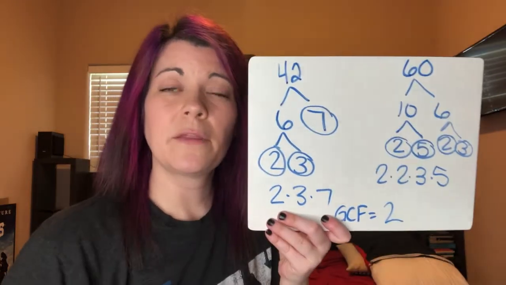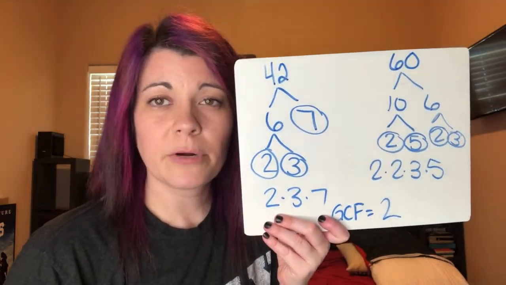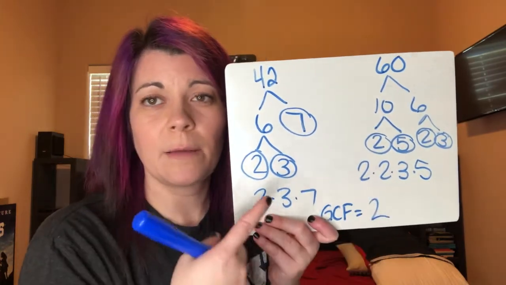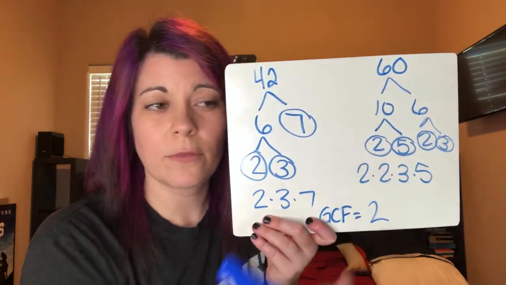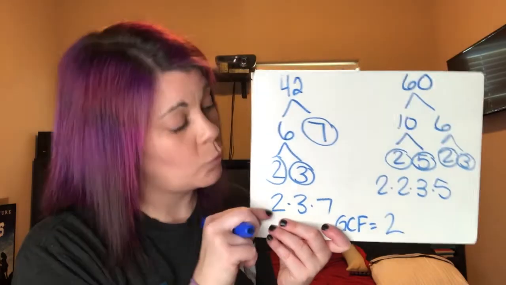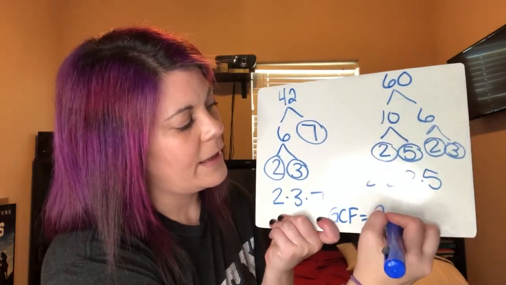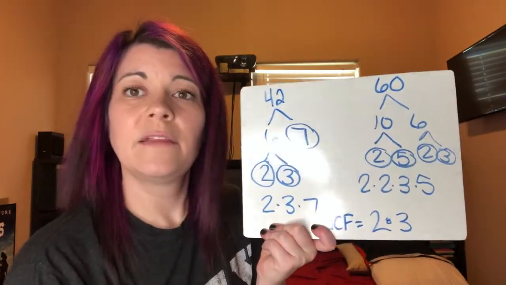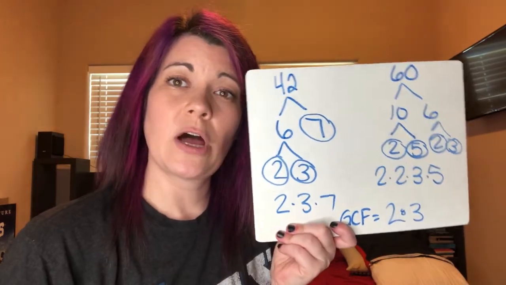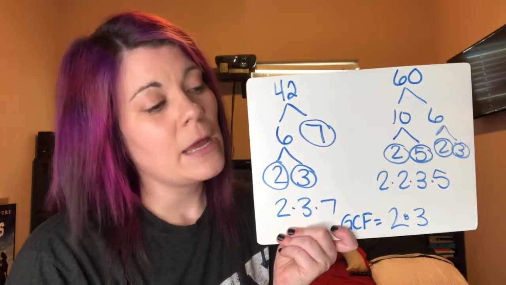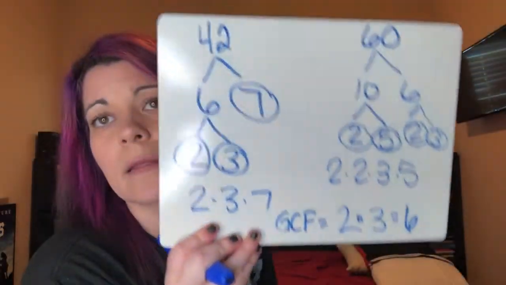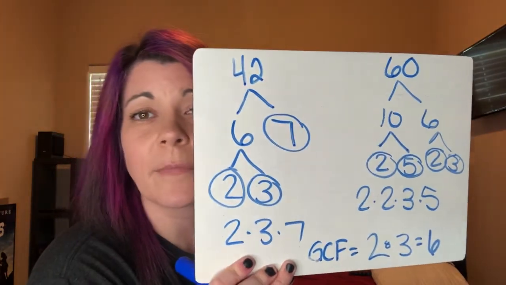Do they have any other thing in common? I see that they both have a 3 in common. This one has one 3, this one has one 3, so they can both give me just 1. So I take out a 3 as well, and then there is nothing else in common. So I have a 2 and a 3. I multiply those together and I get a greatest common factor of 6. So that is how you find the greatest common factor.